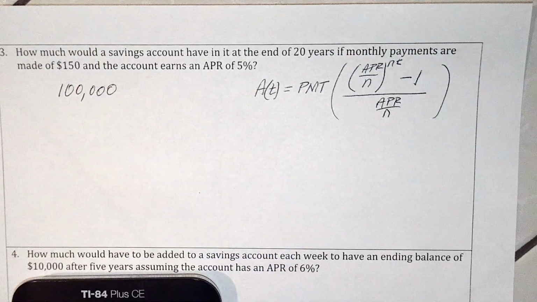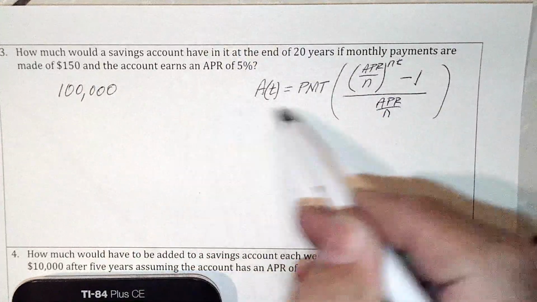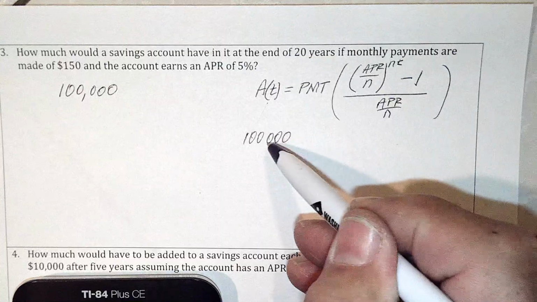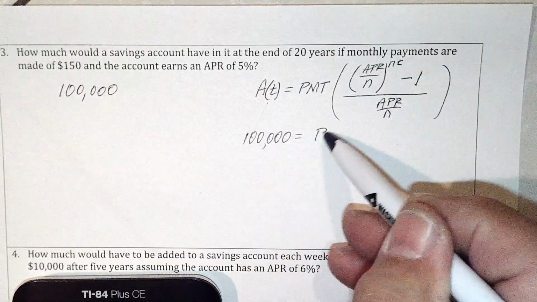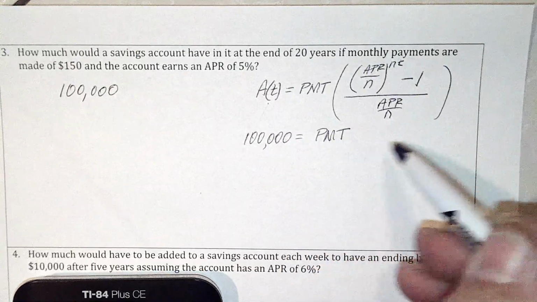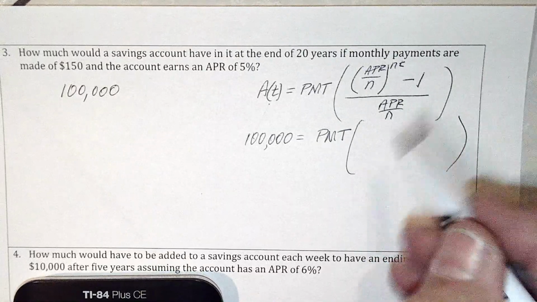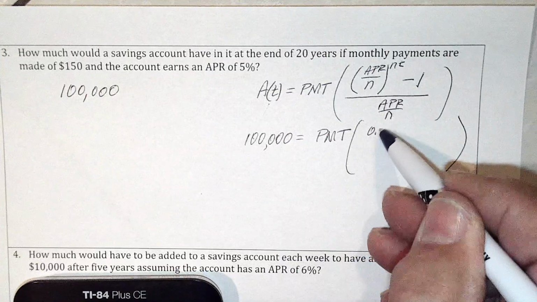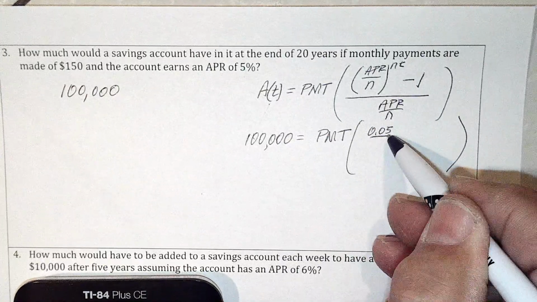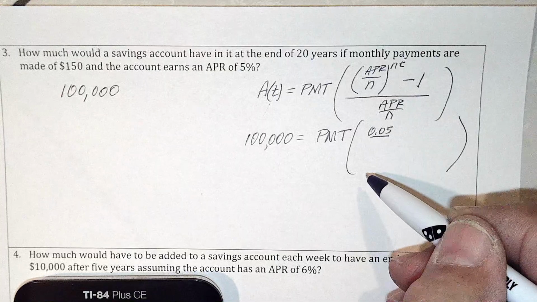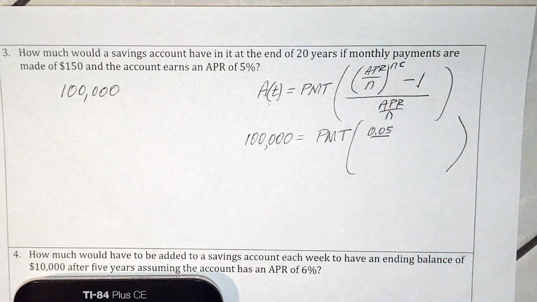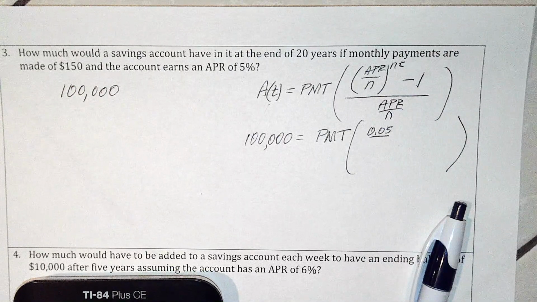Okay, so I'm going to have 100,000 is what I want to get, trying to solve for the payment, and it's times this number. And this number is, it said 5%, so 0.05 divided by, wait a minute, is it 1 plus? I do need to look that up. Where can I look that up? I'll be right back.